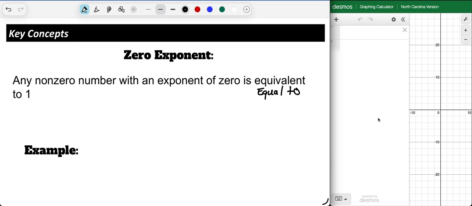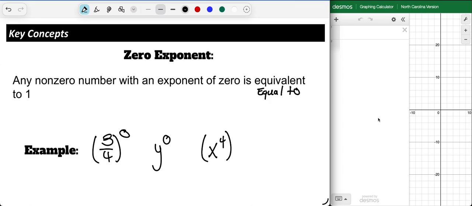To give you some examples of that, we could have, let's say, 3/4 raised to the power 0, or we could see y raised to 0, or we can even have problems that look like x to the fourth, in parentheses, raised to the power 0. So all of these are considered zero exponent examples. If we see anything raised to the power of 0, so the little number is a 0, it is equivalent to 1. So the result of that will be just 1.